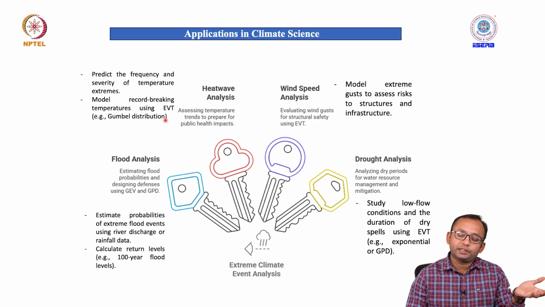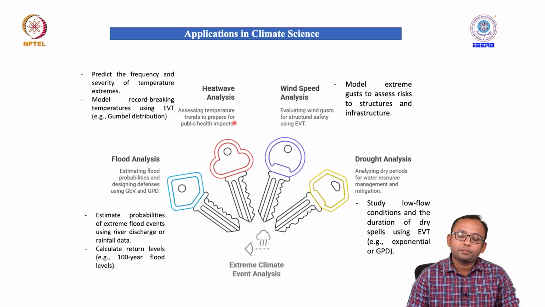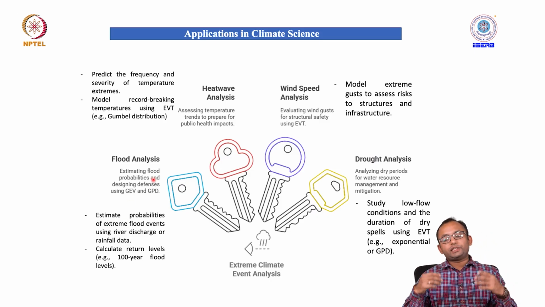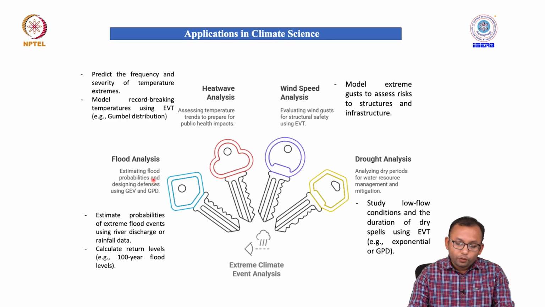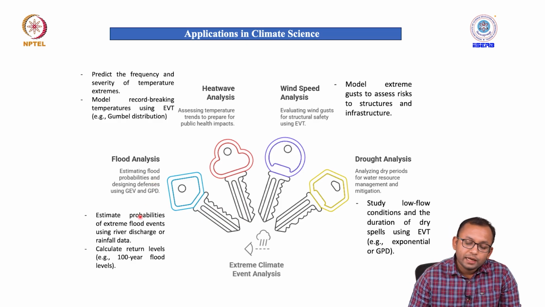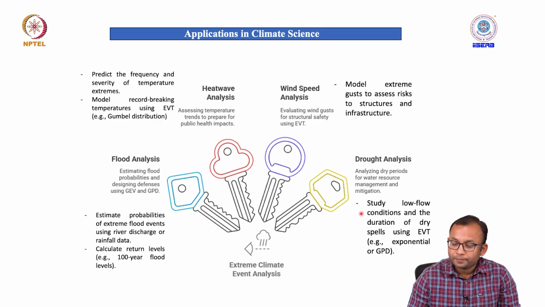And then you can fit a GEV model, for example here the Gumbel distribution, which is a part of GEV, and then you can analyze the probability and magnitude. Similarly, you can do a wind speed analysis based on some extreme value model. You can analyze floods based on GEV or GPD distributions. Based on that, you can calculate the probabilities of extreme floods and their magnitudes. You can calculate 100-year flood return levels and their probabilities.